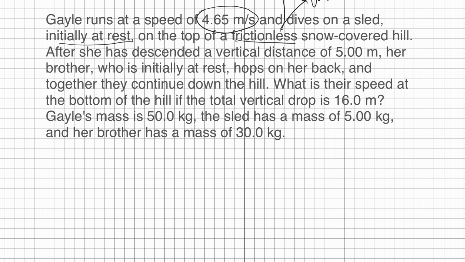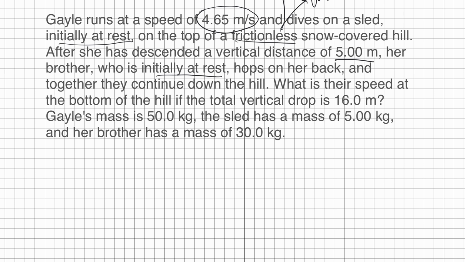After she has descended a vertical distance of 5 meters, her brother, oh my God, there's another guy, who was initially at rest. I wish they gave her brother a name. He's initially at rest, hops on her back, and together they continue down the hill. Okay, still frictionless, still no non-conserved work, and it's isolated. What is the speed at the bottom of the hill?